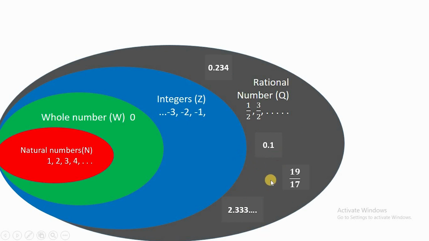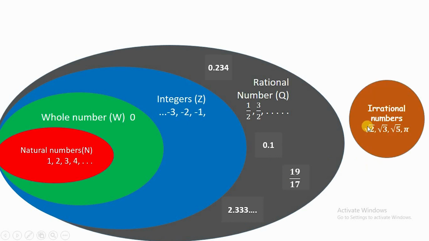Now, there are some numbers which cannot be expressed in the form p by q. For example, root 2, root 3, root 5 and pi. These numbers cannot be expressed in the form p by q.